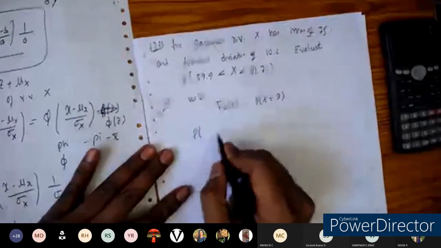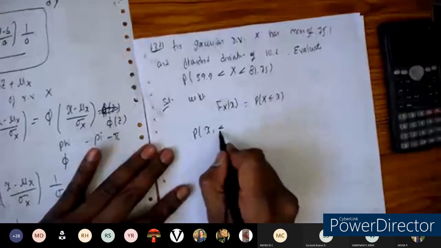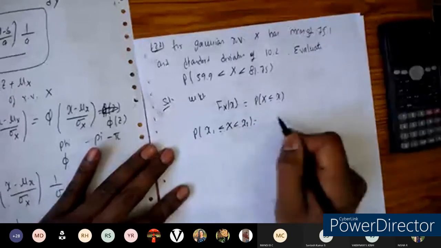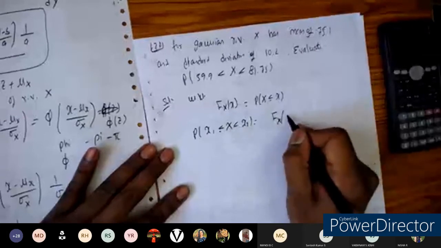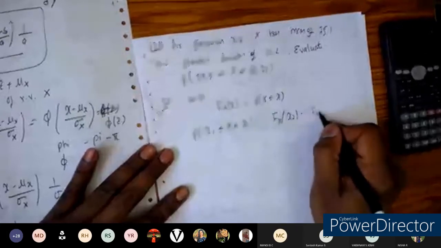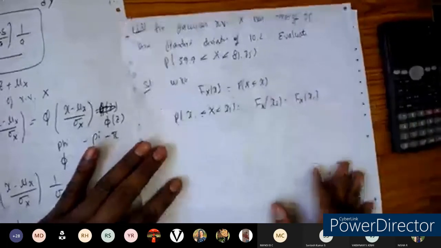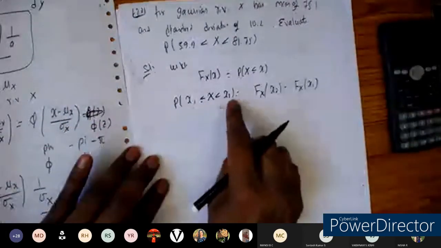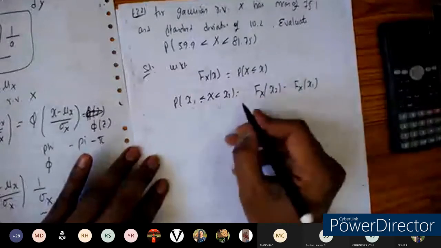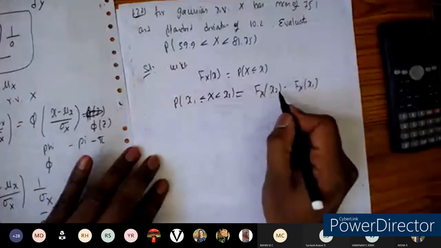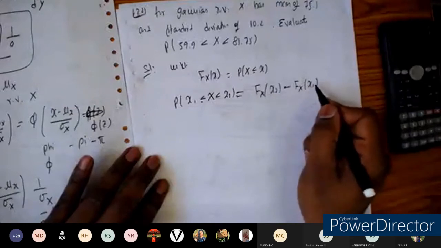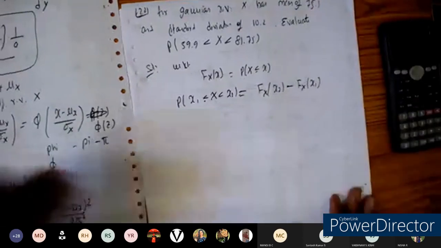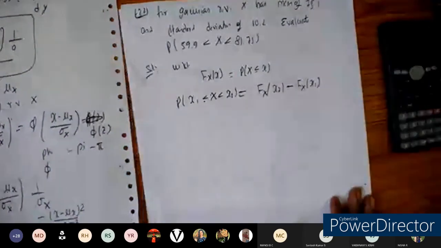Similarly, I'm going to take the concept of the probability that x1 is less than X is less than x2. This can be written as, as we have already done, Fx(x2) minus Fx(x1). That is, the probability of x1 < X < x2 can be given by the CDF Fx at x2 minus Fx at x1.